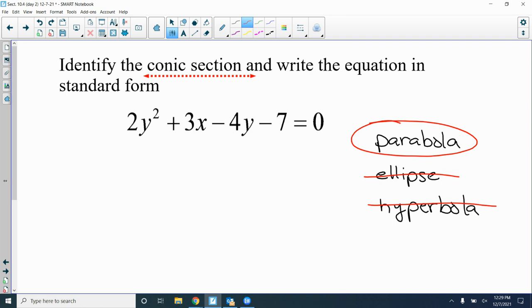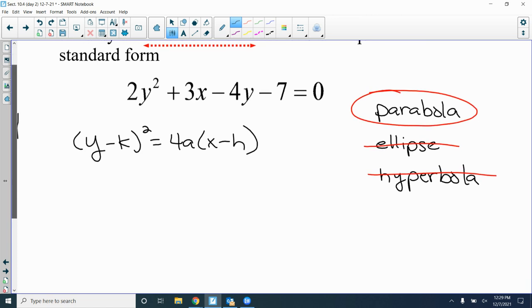All right, so now you can go to your little sheet there. Parabola. What should this standard form look like when we're done? It's going to be y minus k squared equals 4a times x minus h. So the only things that shouldn't have a constant should be the y and the x. All right, let's take that equation. Let's move everything around. Keep your y's together. So on the left-hand side, 2y squared minus 4y equals, subtract 3x, add 7.